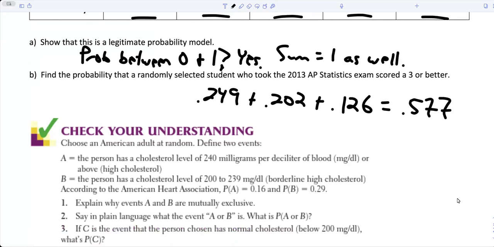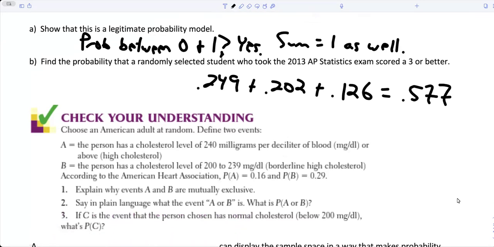So here's a quick little check your understanding. We'll just go through this quickly. We're going to let A be the person has a cholesterol level of 240 milligrams per deciliter or above, which is defined as high cholesterol. B will be the person has a cholesterol level of 200 to 239, which we're going to define as borderline high cholesterol. According to the American Heart Association, the probability of A is 0.16. The probability of B is 0.29. Explain why events A and B are mutually exclusive.